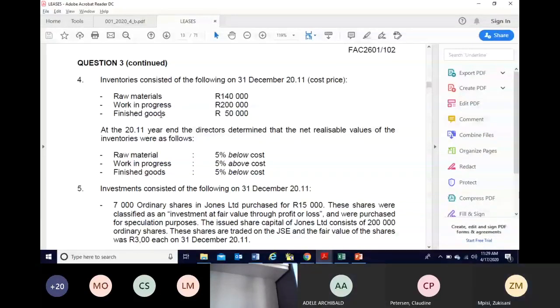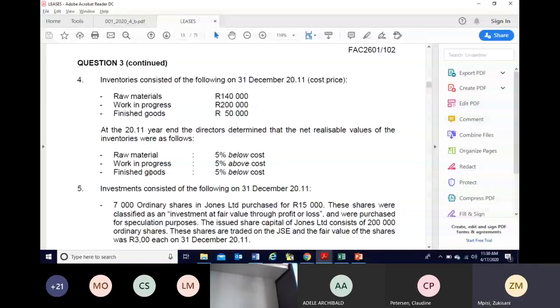And then the next information tells us that at 2011 year end, the directors determined the net realizable values of the inventories were as follows: raw material 5% below cost, work in progress 5% above cost, finished goods 5% below cost.